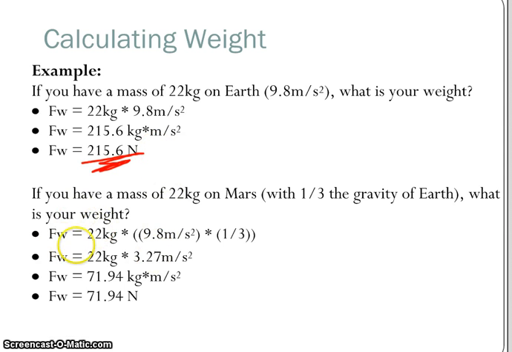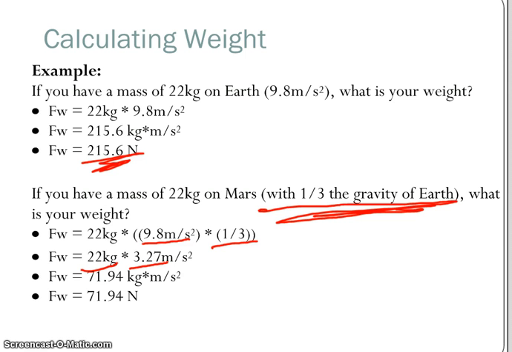If we look down here at the next one, it's very similar again. You just had to rework it slightly because I said you have a mass of 22 kilograms on Mars, but I also told you Mars has 1/3 the gravity of Earth. So in order to figure that out, you needed to take g, or 9.8, and multiply it by 1/3. That gives you 3.27. Multiplied by the mass, that is 71.94 kilograms meters per second squared. Whew, that's a lot to say. Or you just say newtons. Either way, it's the same.